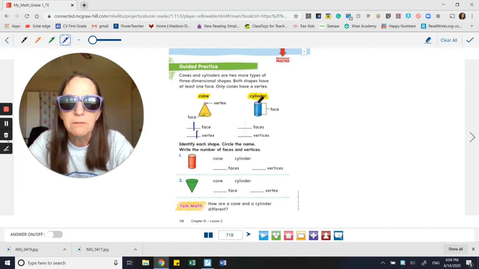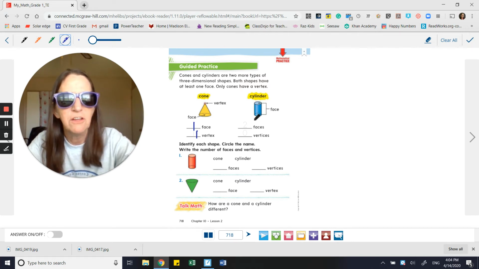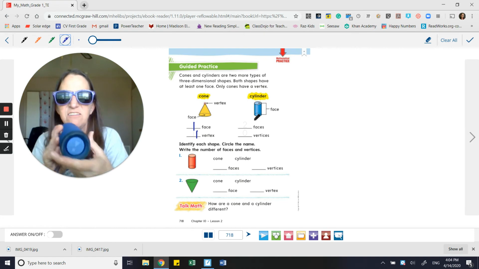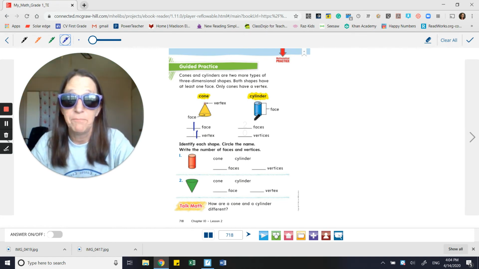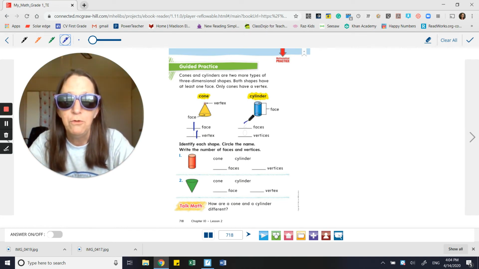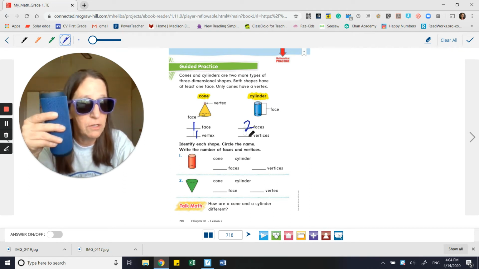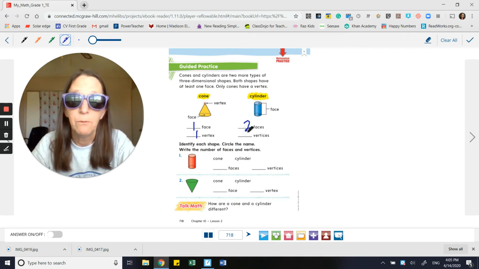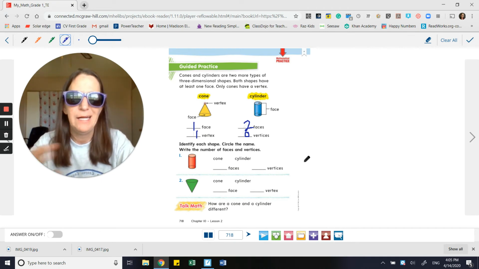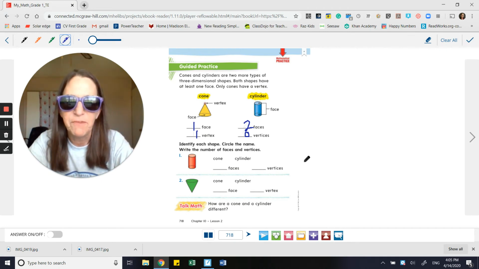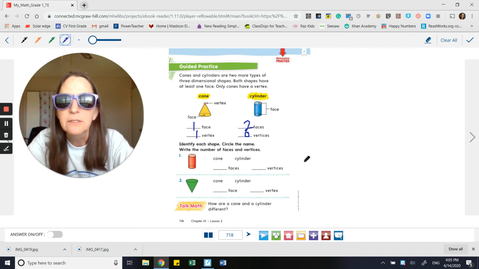But now look over here. How many faces does our cylinder have? Remember, the cylinders are the flat sides. Flat parts. Got it? How many we got? Two. And how many vertices? Do you see any corners, any points on here? No. Remember, this one has zero. None. Nada. Zip. Zilch. Zero. You got it. All right.